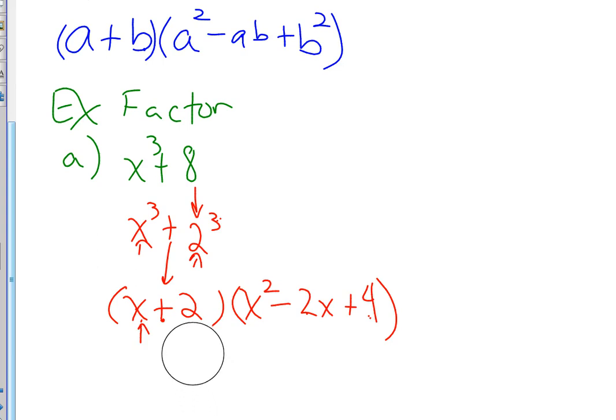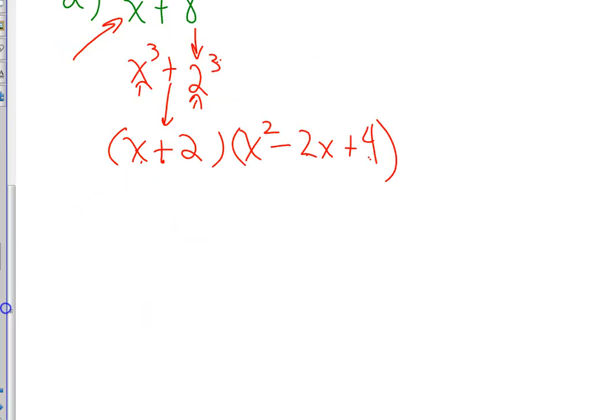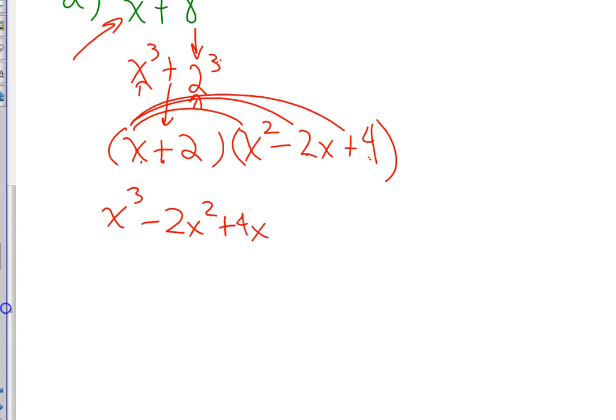If you were to check your work by multiplying this out again, I should get back to x cubed plus 8. Let's do that quickly. If I have x times x squared, you get x cubed. X times negative 2x is negative 2x squared. X times 4 is positive 4x. Positive 2 times x squared is positive 2x squared. Positive 2 times negative 2x is negative 4x. And positive 2 times positive 4 is positive 8.